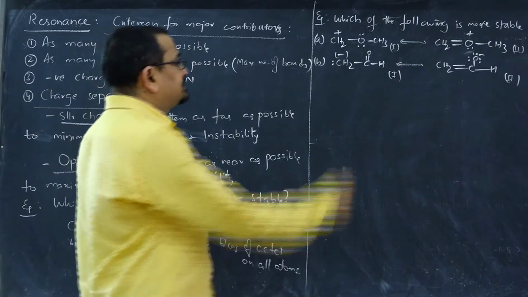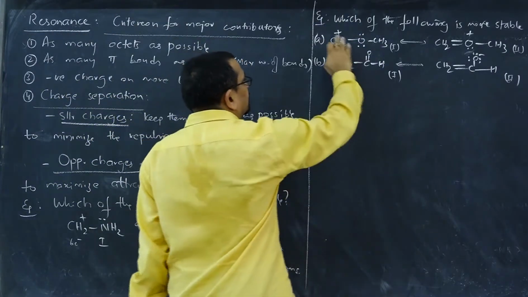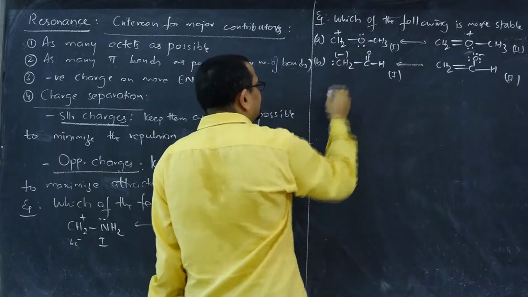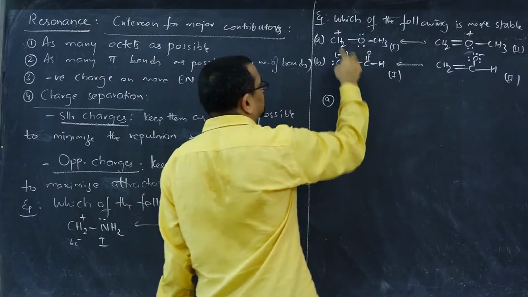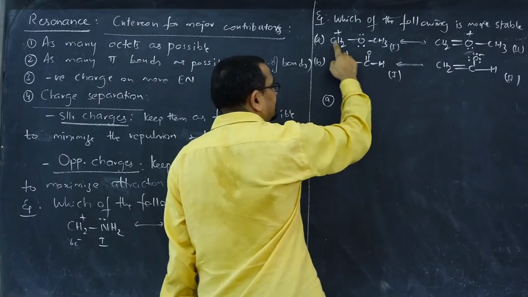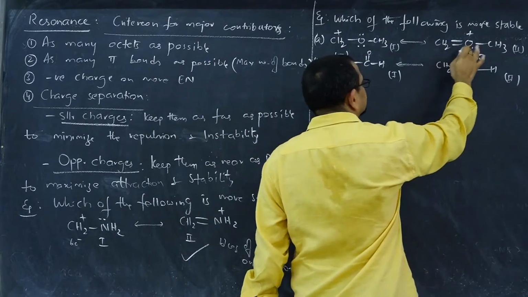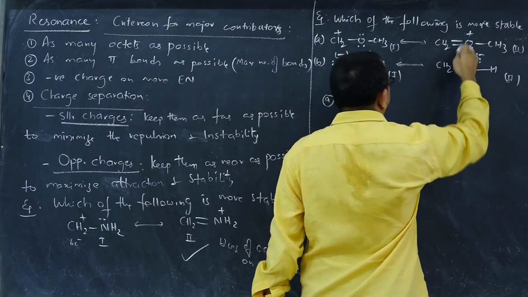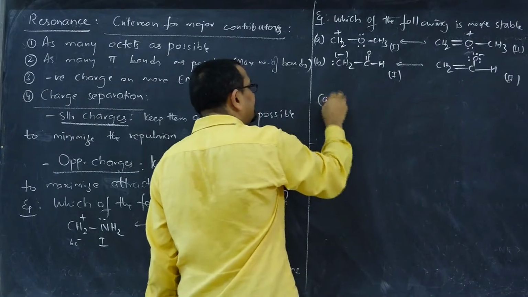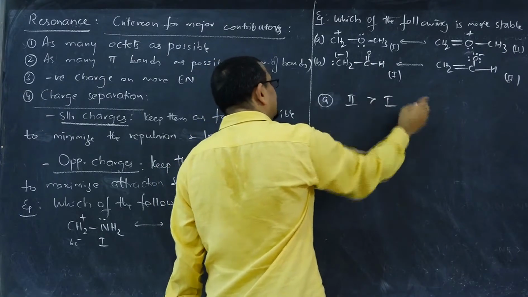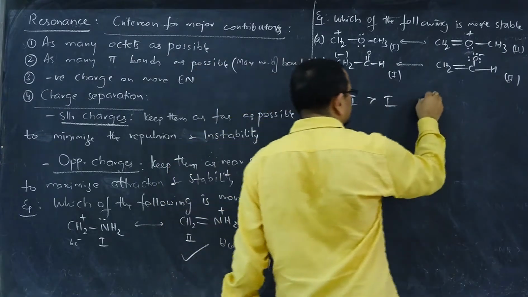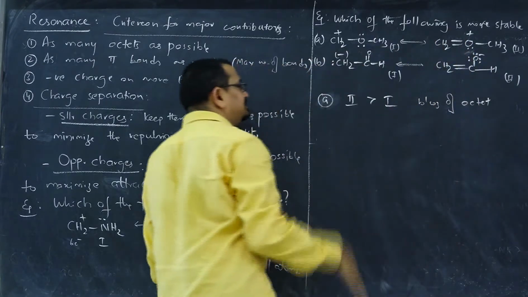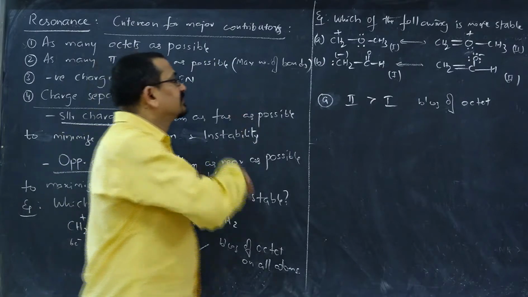And likewise, let us discuss one more question. Which of the following is more stable among the given options? Let us see the first option. Here octet is not satisfied, whereas here 8 electrons, 1, 2, 3, 4, 4 twos is 8 electrons, and 8 electrons. Octet is satisfied. So in case of A, 2 is more stable than 1 because of octet, more major contributor than 1.